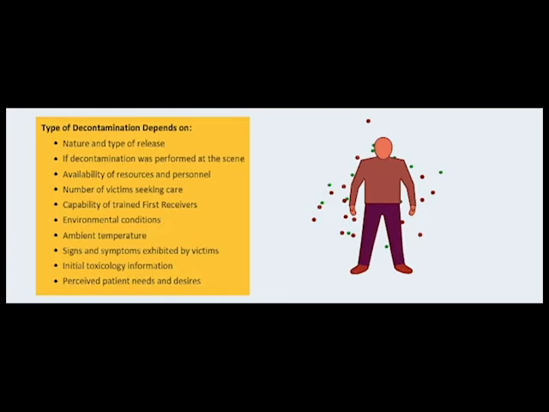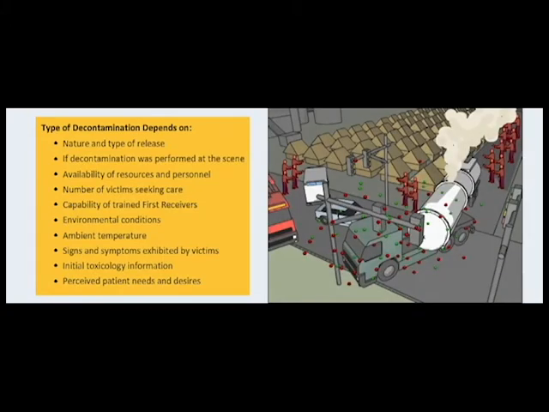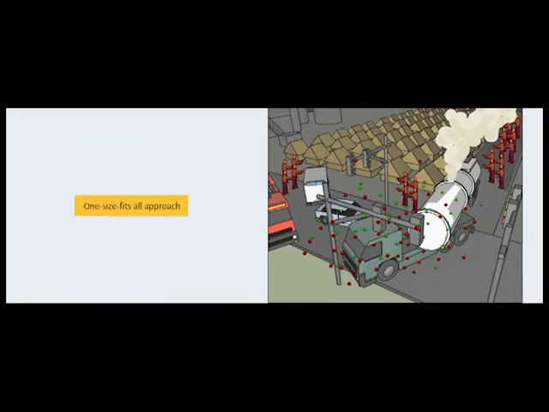When performed, decontamination should occur upwind, uphill, and at enough distance away from the release area to prevent recontamination. Due to the broad and often unpredictable nature of a hazardous material release, a one-size-fits-all approach to decontamination should not be pursued. Rather, a variety of methods should be available and used and scaled accordingly.